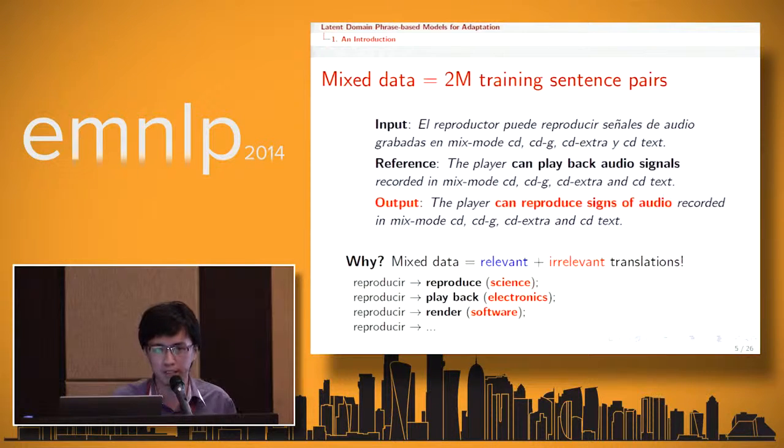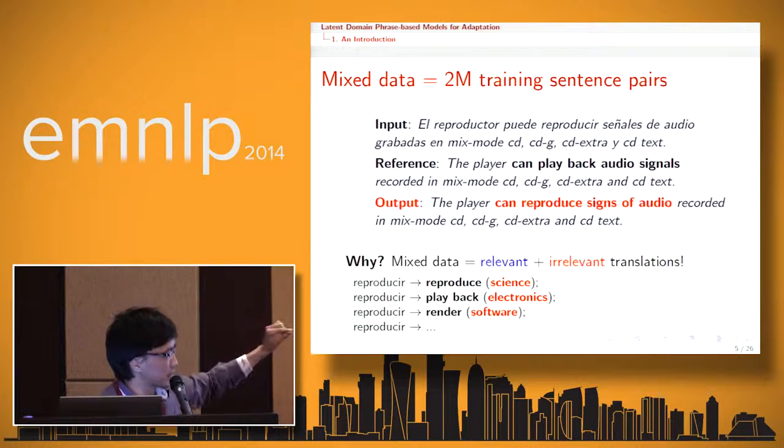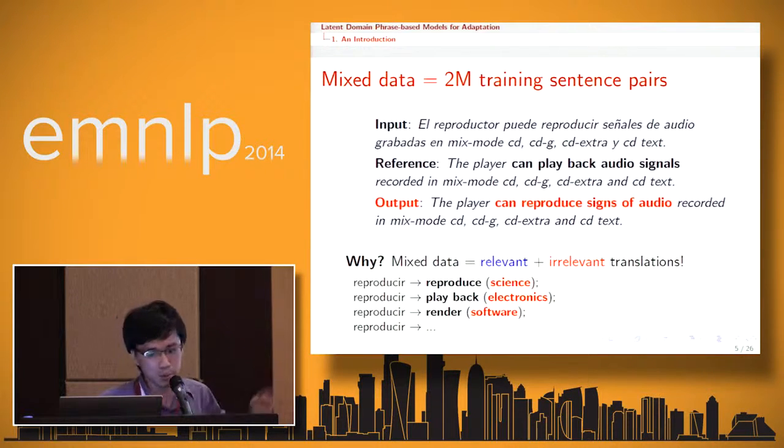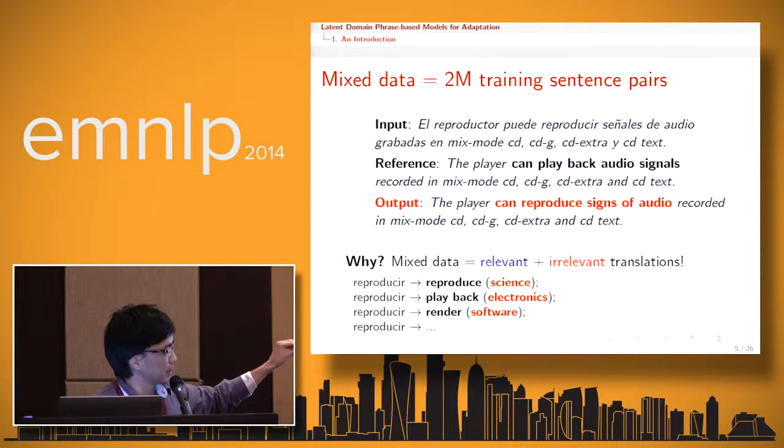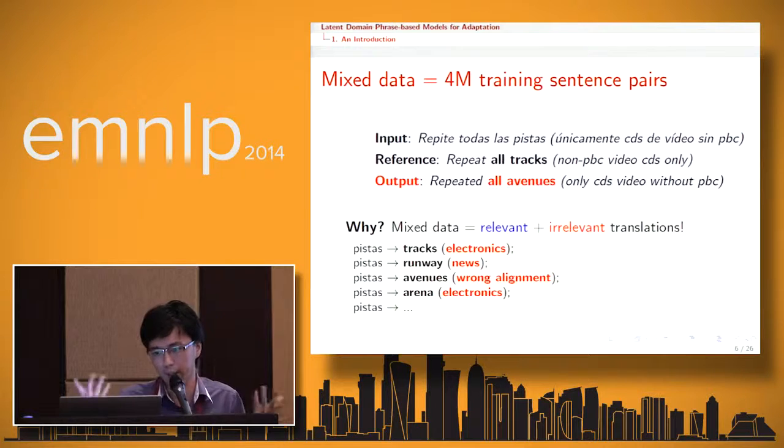to 2 million parallel sentences to see what happens, and it turns out the story still goes the same way. It still translates something quite weird: you see here, "the player can reproduce size of audio" rather than "can play back audio signal". The same reason applies: the Spanish word for reproduce can translate to "reproduce" when it comes to science, "playback" when it comes to electronics, or "render" when it comes to software. We double training data to 4 million parallel sentences, and it's still the same, with quite odd translations.